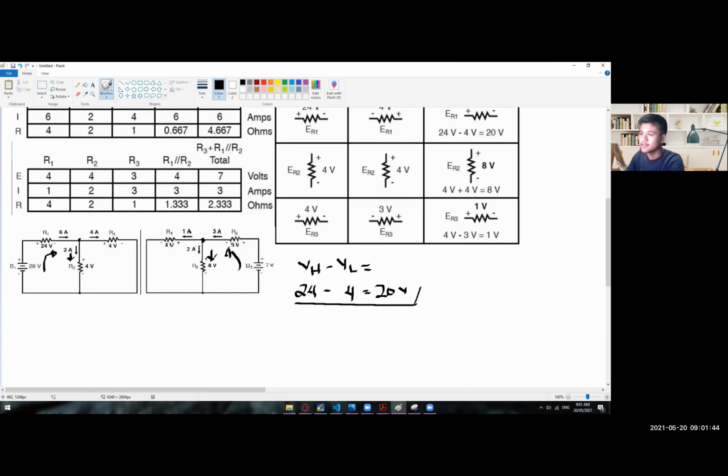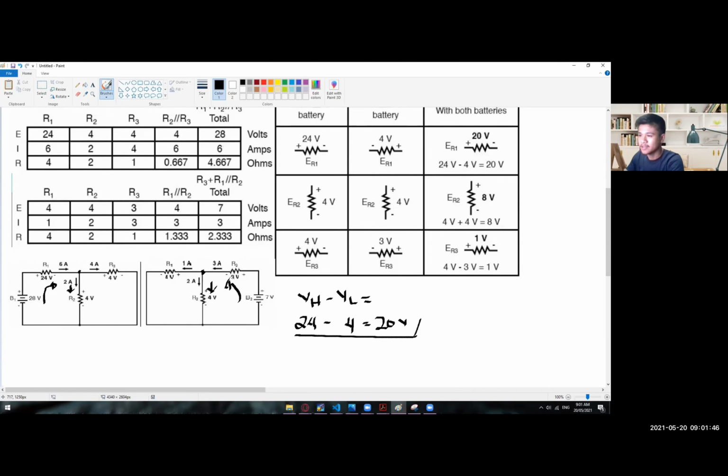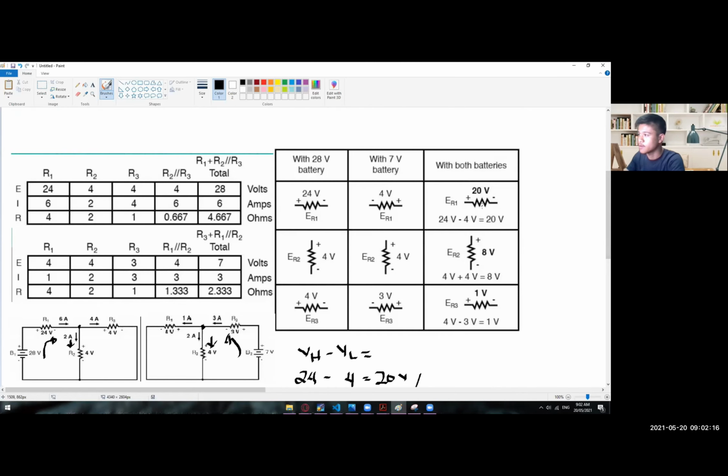And then for R3 right here, we have 3 volts and 4 volts. Again, the same concept: the higher voltage is the one that's going to dominate the path or the branch. So we have 4 volts minus 3 volts, which is equal to 1 volt for our R3. These are now the final values for our R1, R2, and R3.